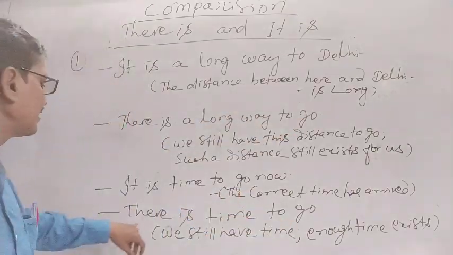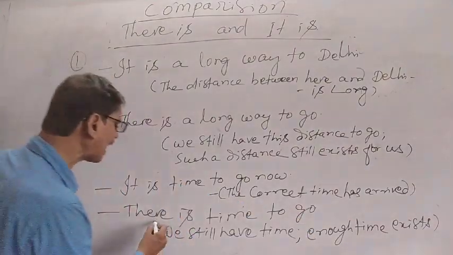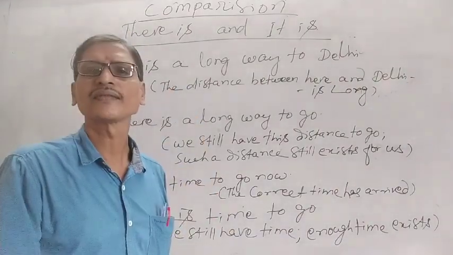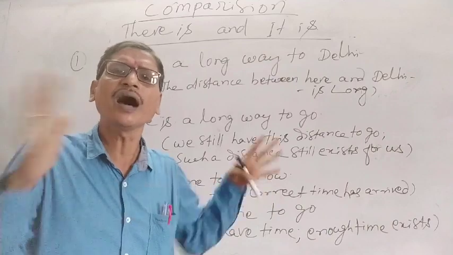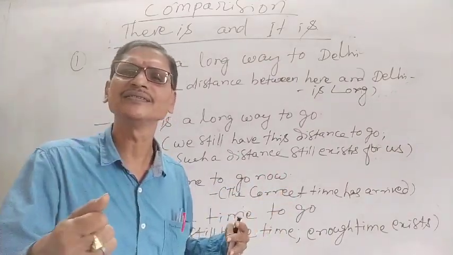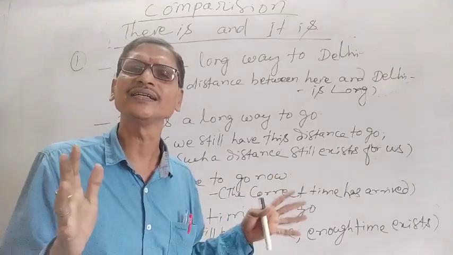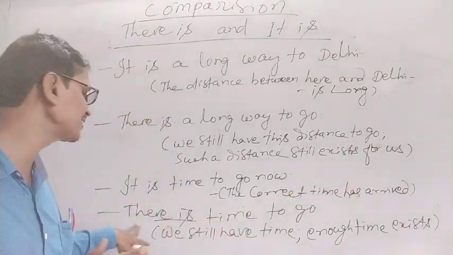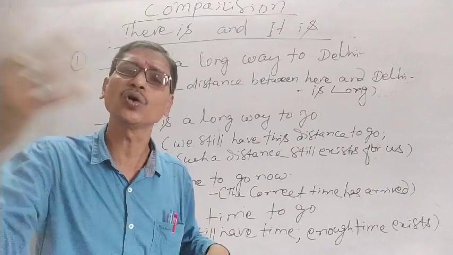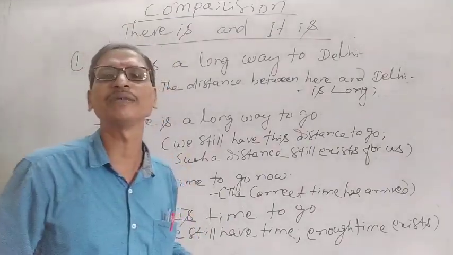Similarly, there is time to go. So here, there is time means we have time in our hand. We should not be in a hurry. We have time in our hand. Another 5 minutes still exists. We should not worry. So the thing is that there is time to go. That means we have enough time to go. When we start to go, we have enough time in our hand.